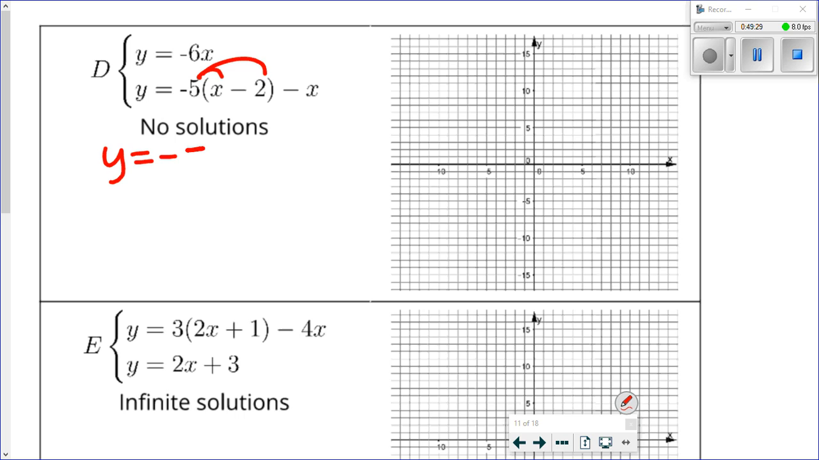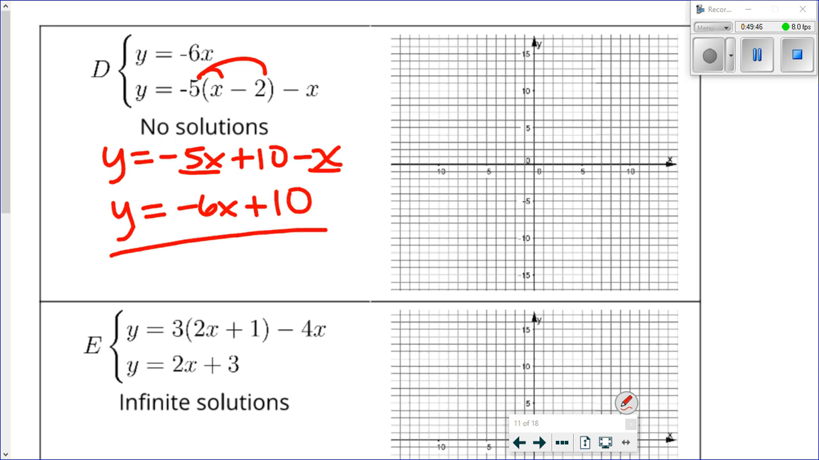So I have y equals -5x, and negative times a negative is a positive 10. Minus x, then I can go ahead and combine my x terms. So -5x and -x give me -6x. Now I can see, here's my equation. I can go ahead and graph that.